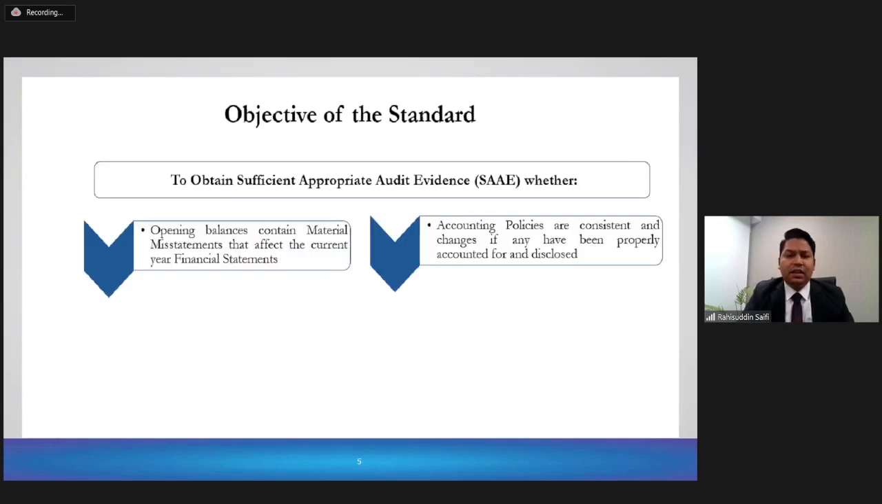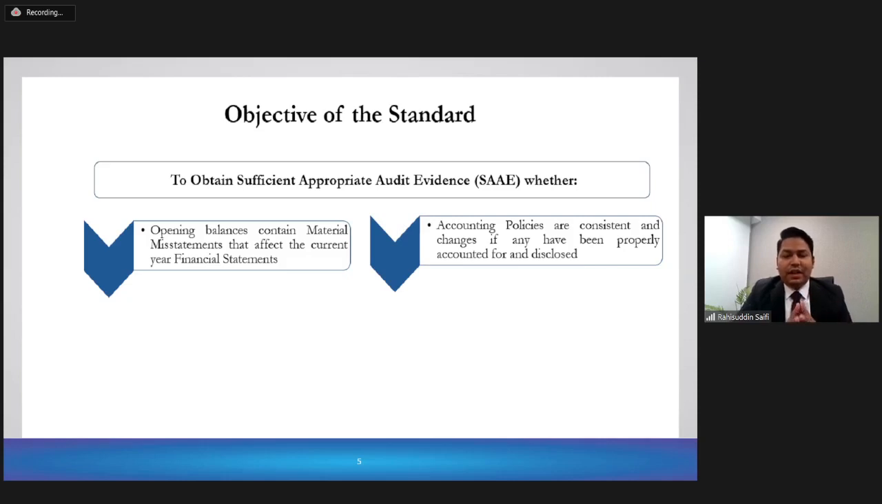The second part is the objective. So the objective here is that this standard wants us to obtain audit evidence which is sufficient and appropriate, to determine whether opening balances contain material misstatement that affects the current year financial statement. And the second scenario is whether accounting policies are consistent, and if there is a change in the accounting policy compared with the previous year, whether that change is properly accounted and disclosed.